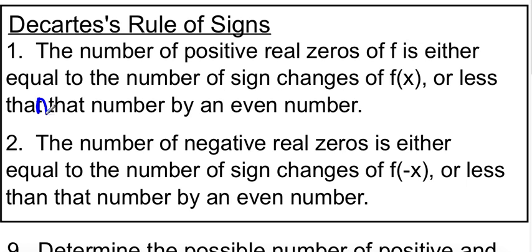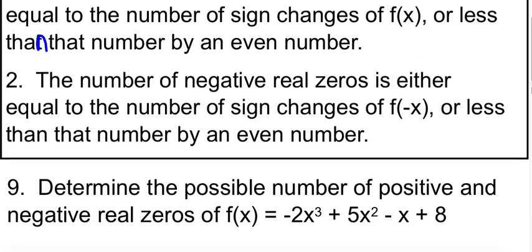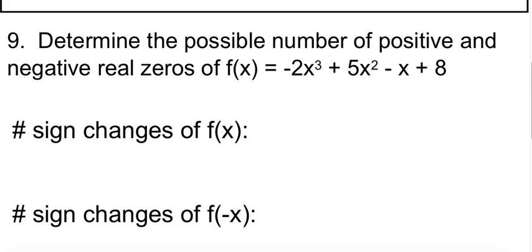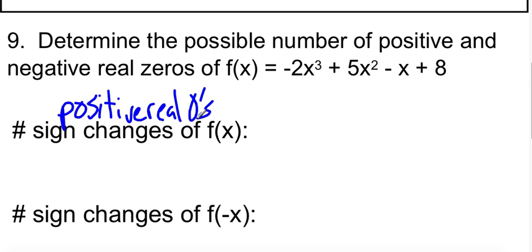Okay, these are actually just easier to do. I don't know if you did these in Algebra 2 or not. So we want to determine the possible number of positive and negative real zeros of this function, f of x equals that. If you want to know the number of positive real zeros, we need to look at f of x.